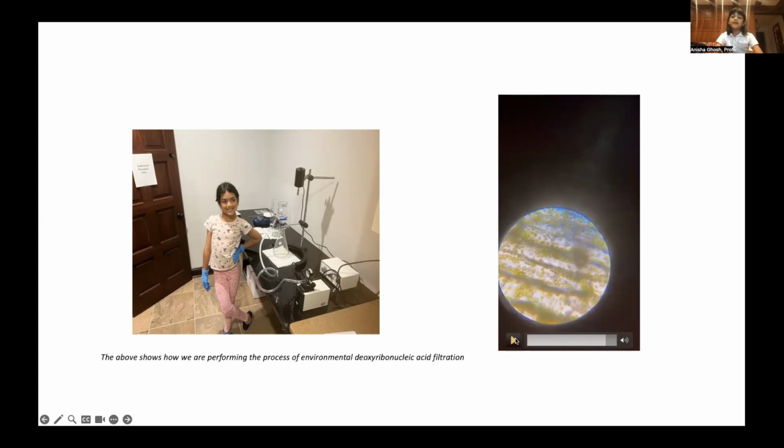But yeah, it's very cool and interesting to look under the microscope like this, because then you get to see the chloroplasts moving underneath your own eye. And also this last picture shows how we are performing the process of environmental DNA filtration.